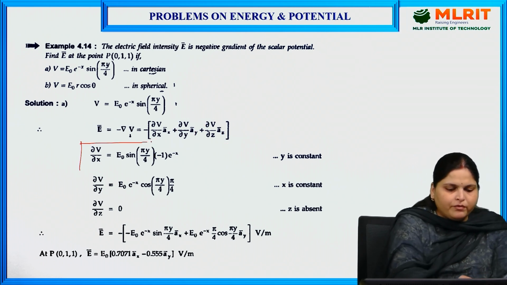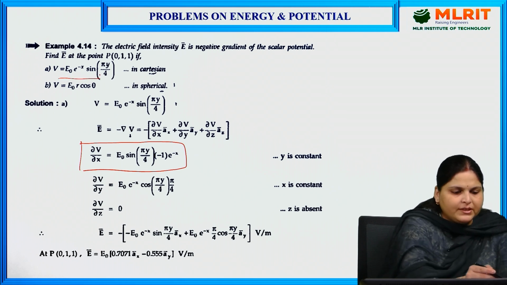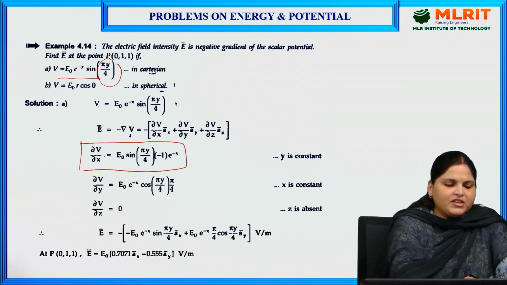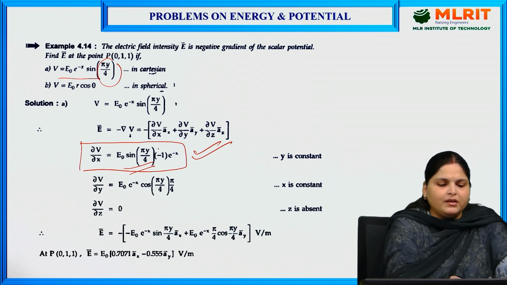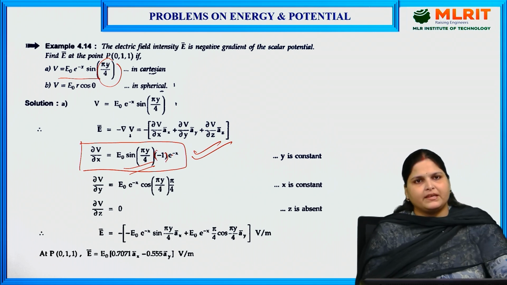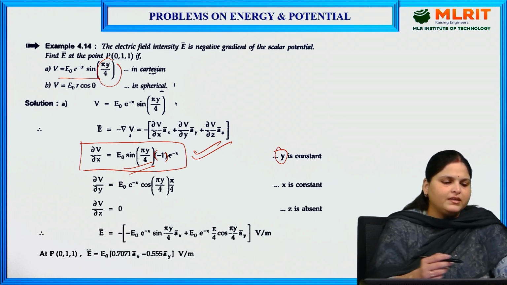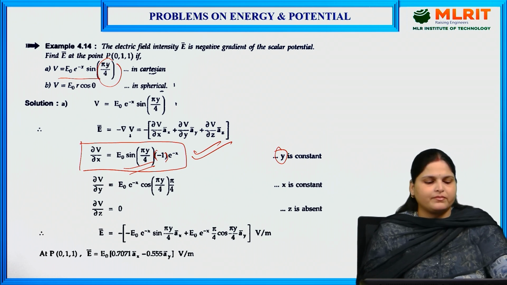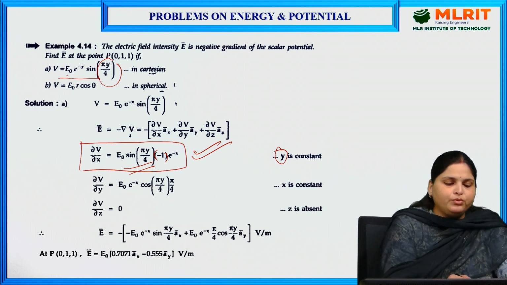First one, dou V by dou x. V is given as E0 e to the power minus x sine of pi y by 4. After partial differentiation it will become E0 sine of pi y by 4 times minus 1 e to the power minus x. Here y is constant because the differentiation is with respect to x, so y will be considered as constant.